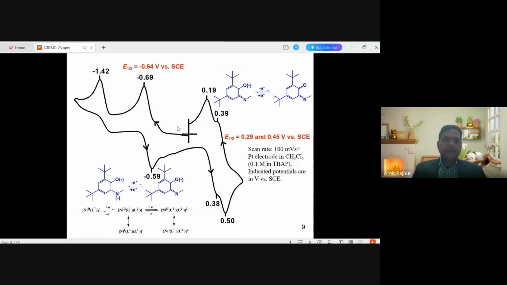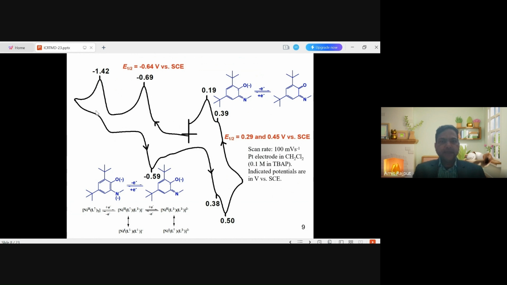Now this is the cyclic voltammetry. So what does cyclic voltammetry tell? Just a brief idea: suppose we have an iron 2 complex and we know that iron 2 can be oxidized to iron 3. So it is an oxidation, and iron 2 can also undergo reduction to iron 1. So it tells about the oxidation and reduction, that is the oxidative and reductive behavior.